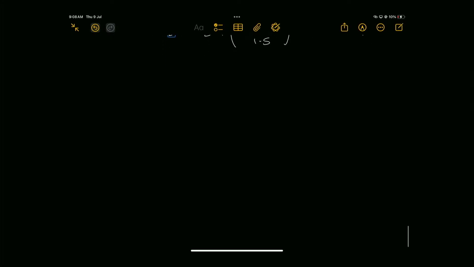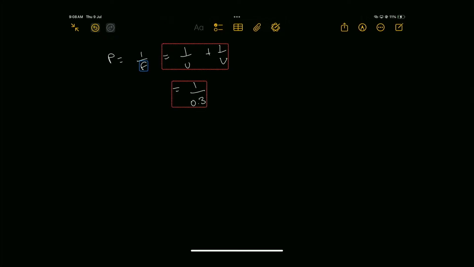So now you can use this formula. Same formula, P is equal to 1 over f, which is equal to 1 over u plus 1 over v. Right? So the object is 30 centimeters, so 30 centimeters is equal to 0.3. The image is formed at his retina, right? So at his retina, that is located 1.5 centimeters behind his eye, so 0.015.